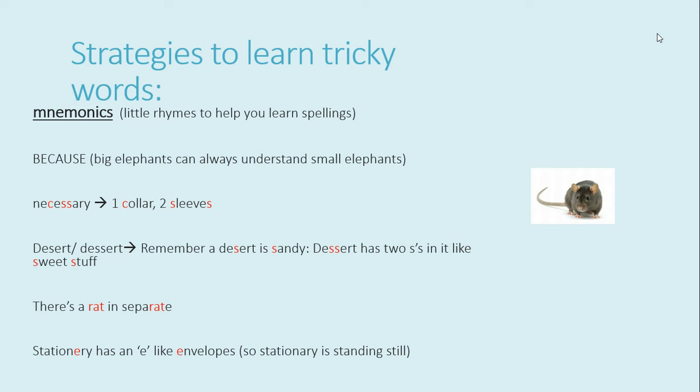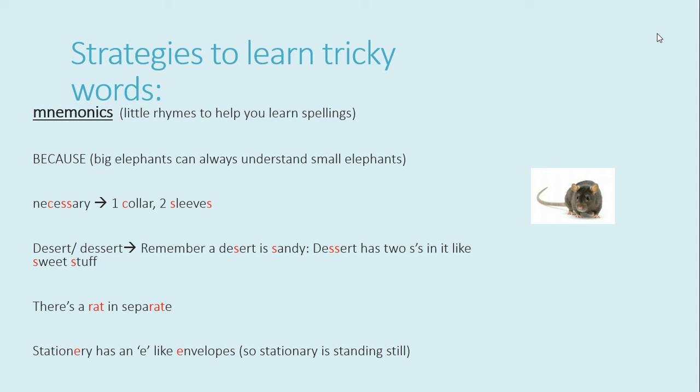Another one, how do we remember the difference between desert and dessert? So slight difference in the way I said that there. Remember, a desert, 1 S, is sandy, 1 S. Dessert has 2 S's in it, like sweet stuff. So if we remember, a desert's got to be sandy, and a dessert has got to be something that is sweet or sweet stuff.